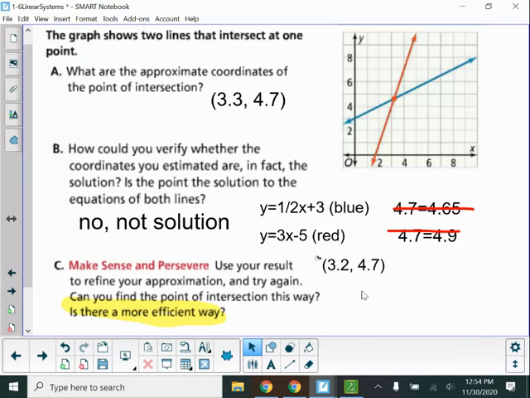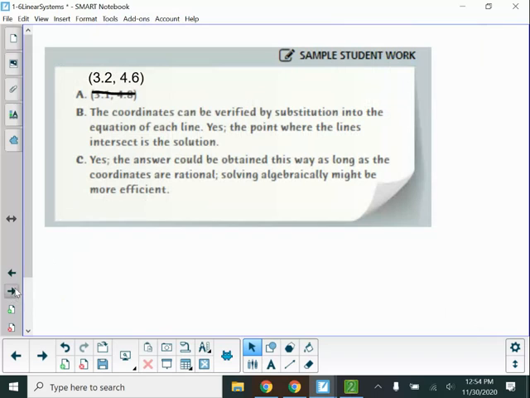And I think I actually have the solutions on the next page. You can see the solution is actually 3.2, 4.6. So both of my answers were just a little bit too high. We can verify by substitution, and yes, solving algebraically might be more efficient. So those were the answers that they expected you to have.